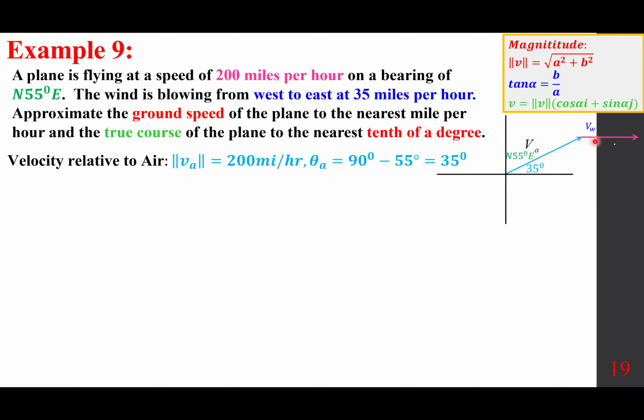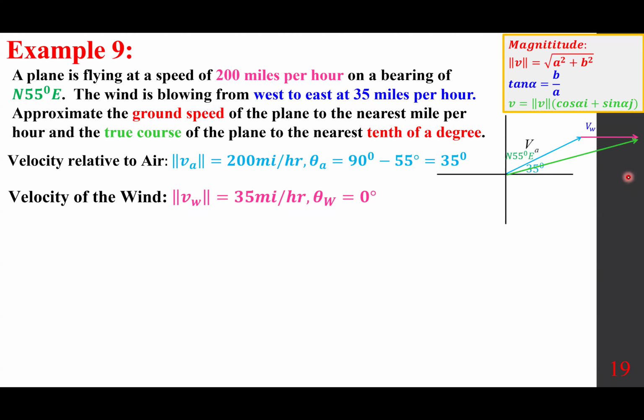Here's the wind. The magnitude is 35 miles per hour, and it's parallel to the x-axis because it's from west to east. It's going this direction, so the angle is 0 degrees. So this makes a 0-degree angle with the positive side of the x-axis. So that's explaining what's given.